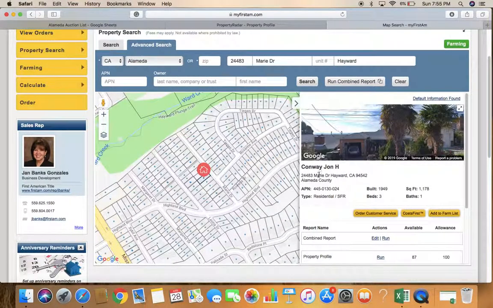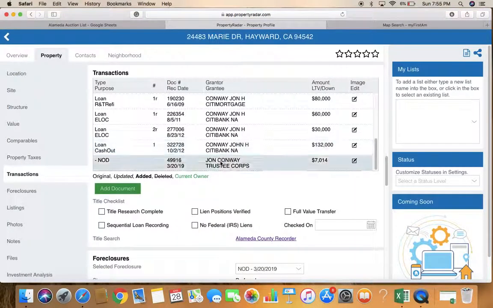The person on title is the person that has the legal right to sell the property, right? They own it. So John H. Conway is also on title. So on First American, the person on title will come up right here, right under the Google image. It will say the person on title. So John is the person on title, and John is also the person on the loan.